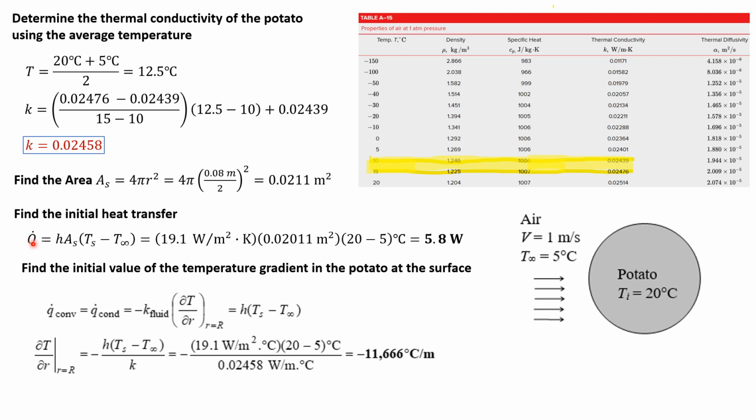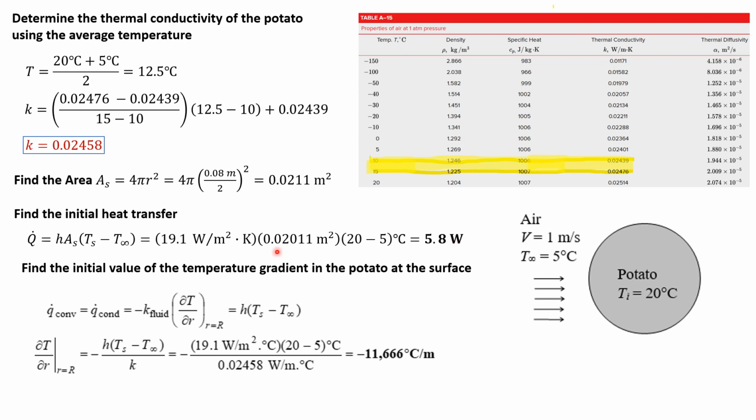So to find the initial heat transfer rate, we use Newton's law of cooling, h times A sub s times T sub s minus T infinity. h we found from the previous table. A sub s value is given in the problem. 20 minus 5, so we calculate this as 5.8 watts. So that's the initial heat transfer rate, 5.8 watts.